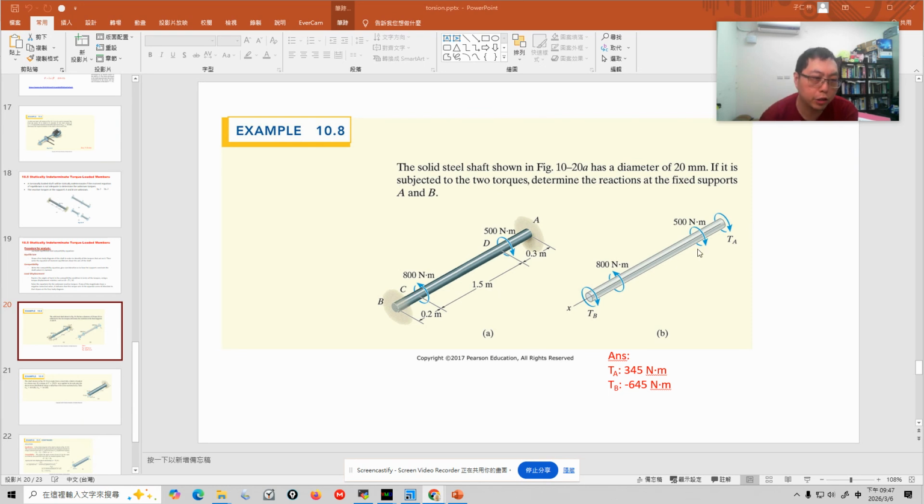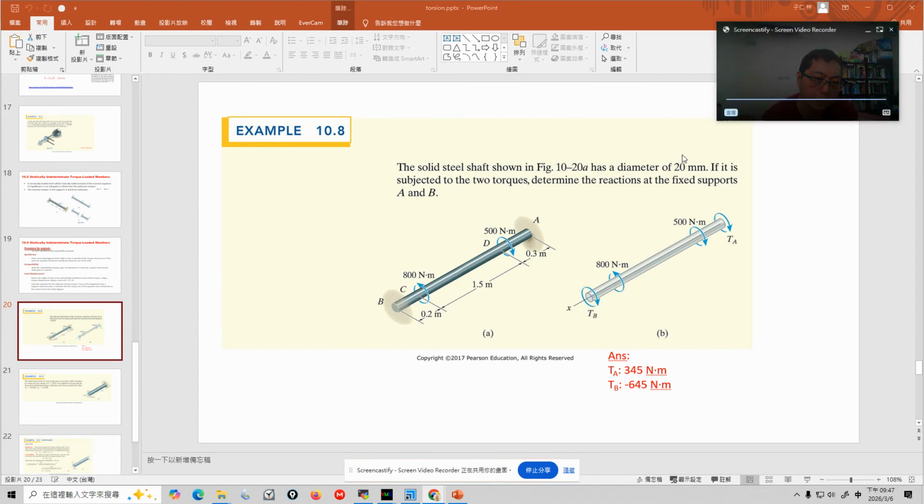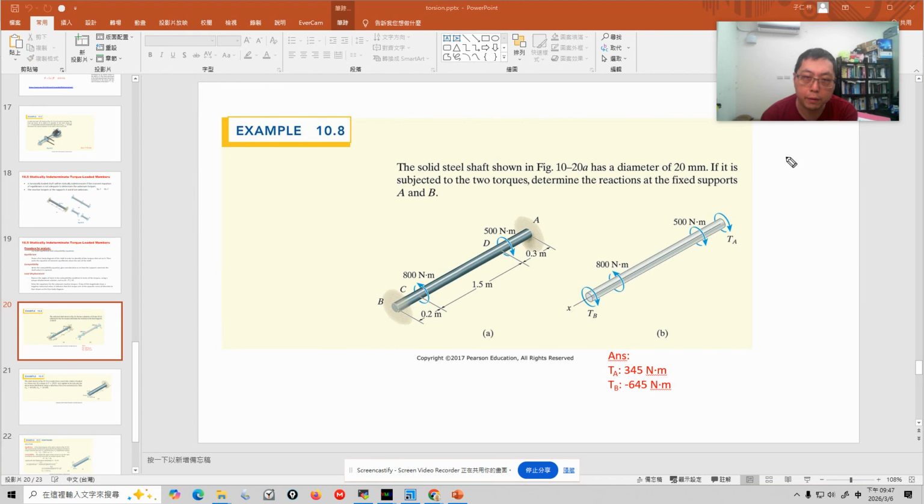We have a shaft fixed in the wall, stuck and fixed in the two walls, and we apply two torques on this shaft. The problem wants us to find the reaction torque at position A and the reaction torque at position B.